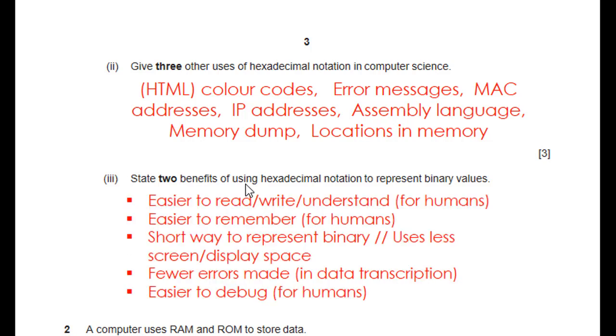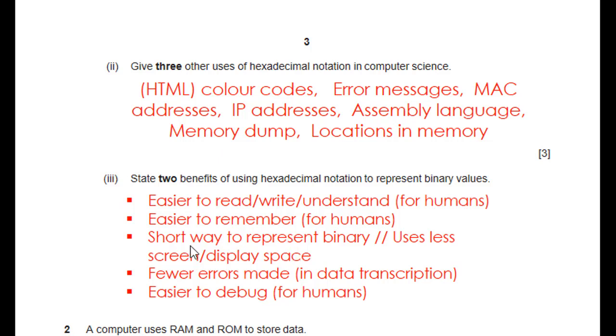So what are the benefits of hexadecimal? It's easier to read, write, and understand for humans than binary. It's easier to remember than long binary numbers. It's a short way to represent binary, so it uses less screen space. So if you had an error message or a memory dump, you can fit a lot more on the screen if you use hexadecimal.